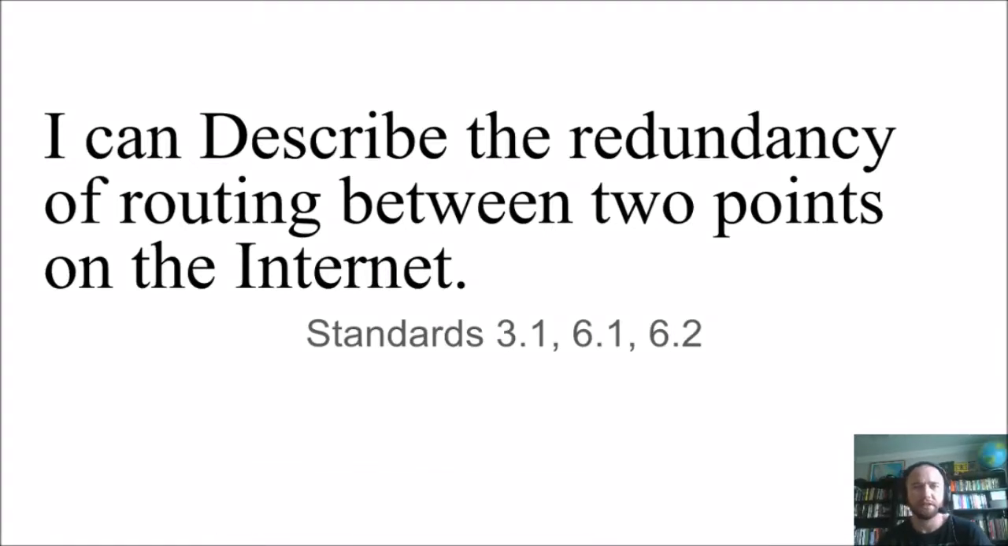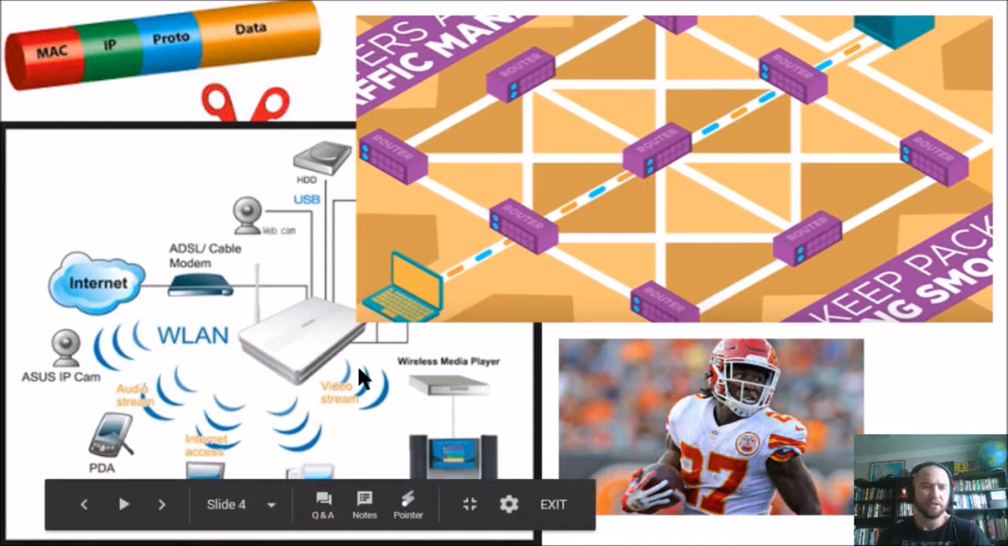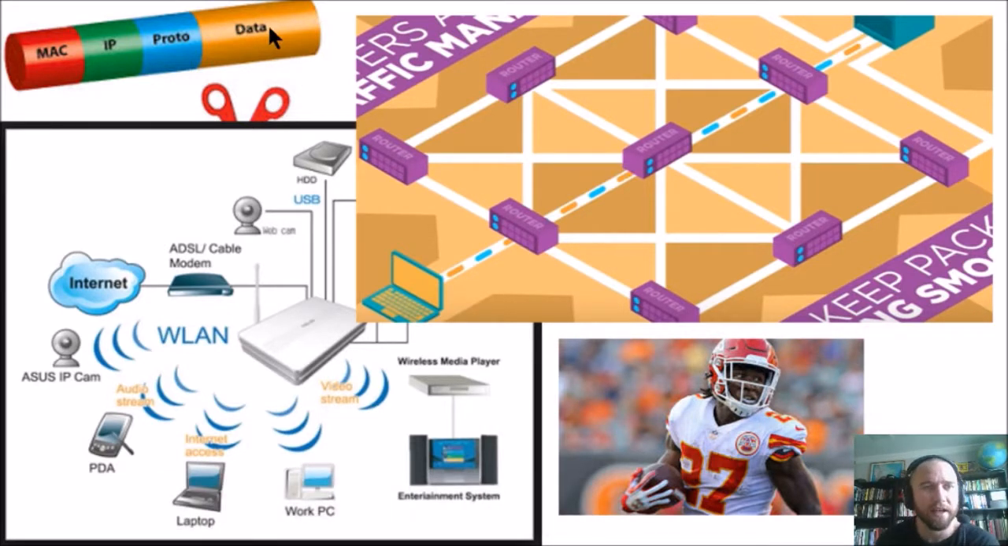Today's objective is to describe the redundancy of routing between 2 points on the internet. So yesterday we had talked about routers and packets and the data in the packet being separate from the IP address that the packet is going to. And don't forget there's also the IP address that the packet is coming from.